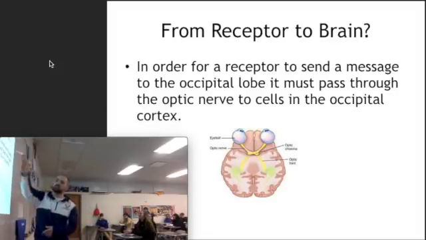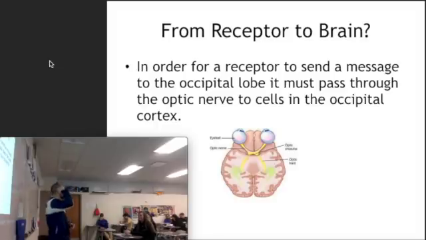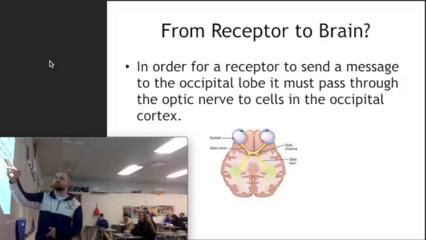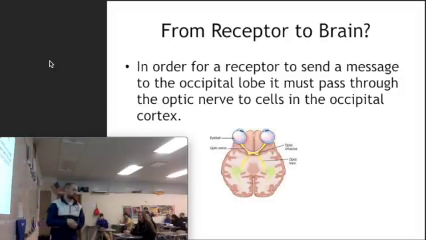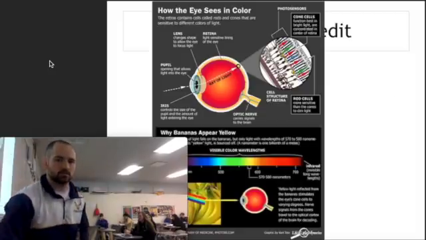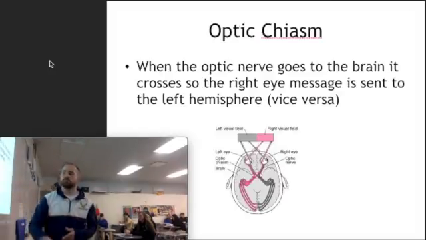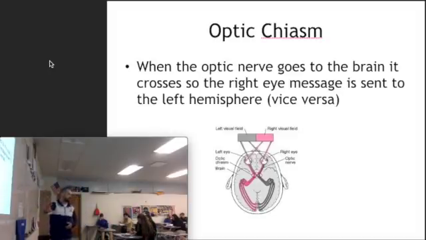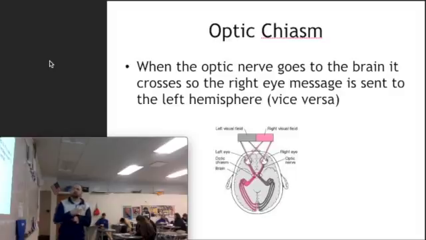Right? So in order for those receptors to get a message back to that part of the brain that's responsible for interpreting it, it must pass through the optic nerve to cells in the occipital cortex. This is what is going on in our eyes. So the optic chiasm, when the optic nerve goes to the brain, it's going to cross. So the right eye message is going to be sent to the left hemisphere and vice versa.